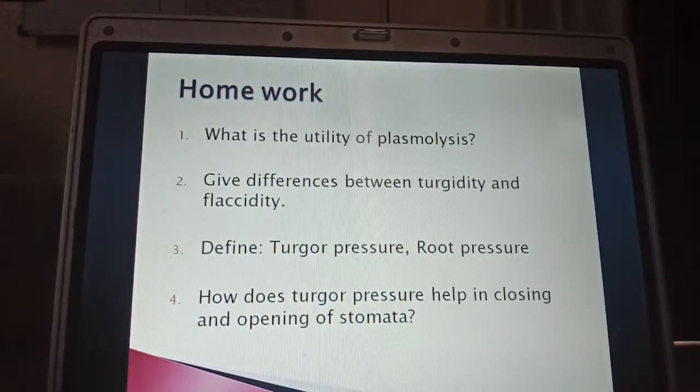I will repeat all the questions once again. The very first question is, what is the utility of plasmolysis? Second question, give differences between turgidity and flaccidity. Third question, define turgor pressure, root pressure. Fourth question, how does turgor pressure help in closing and opening of stomata?